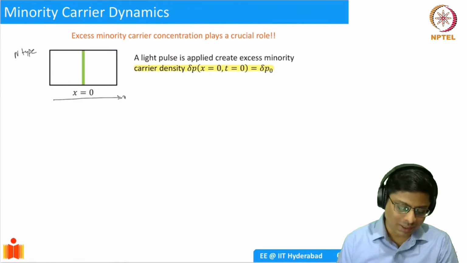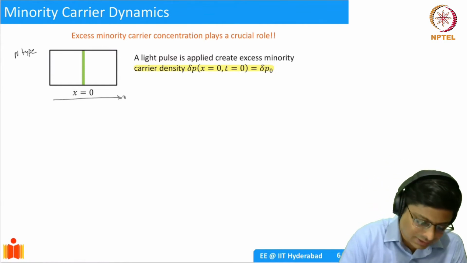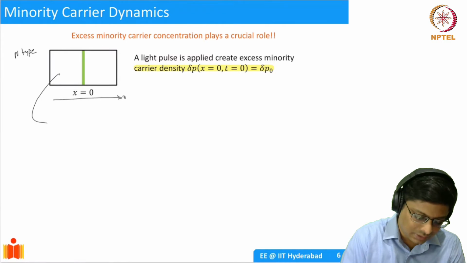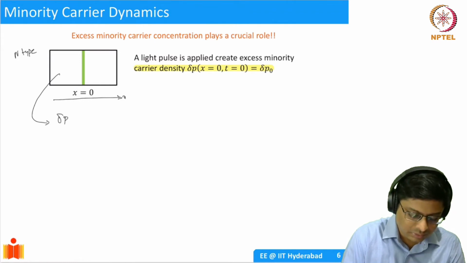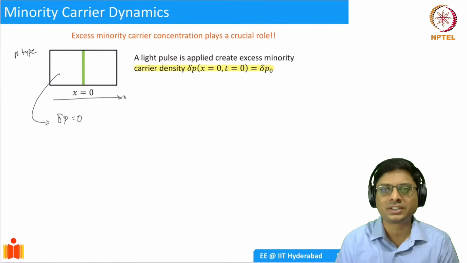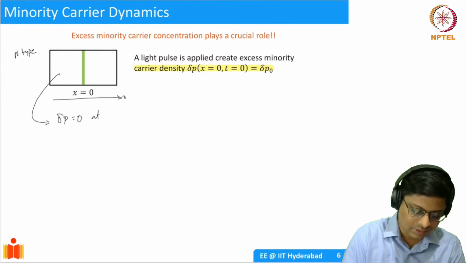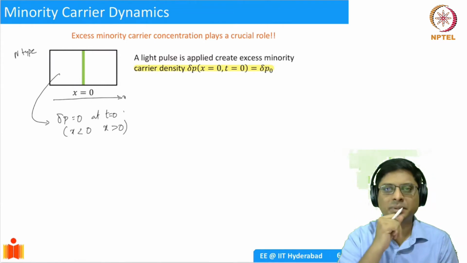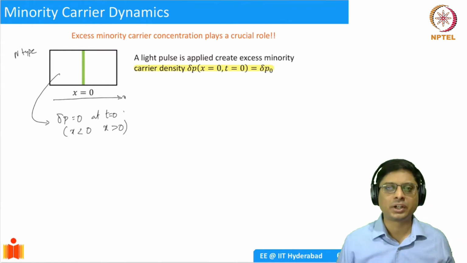Okay. So now what happens? Well, at other locations in the semiconductor at time t equal to 0, I mean away from the x equal to 0 point, delta P is equal to 0 because it's at equilibrium. There is nothing that is disturbing, right? At t equal to 0, this is only for x less than 0 and x greater than 0. At x equal to 0, we are having exactly delta P naught.